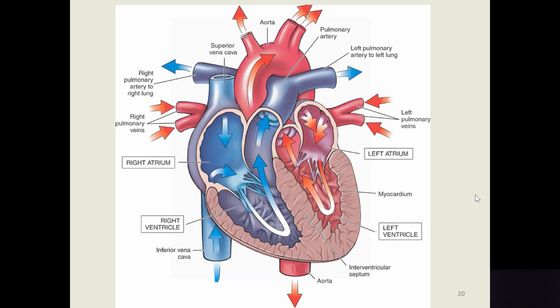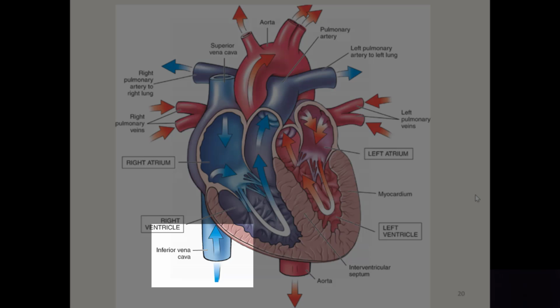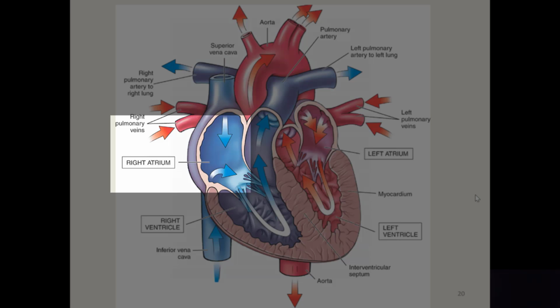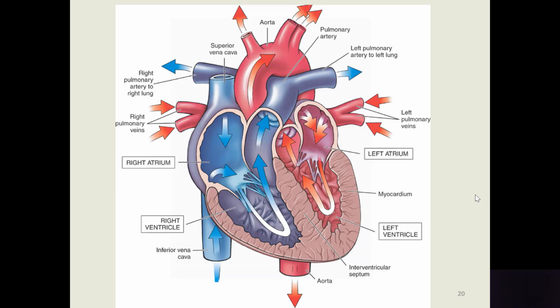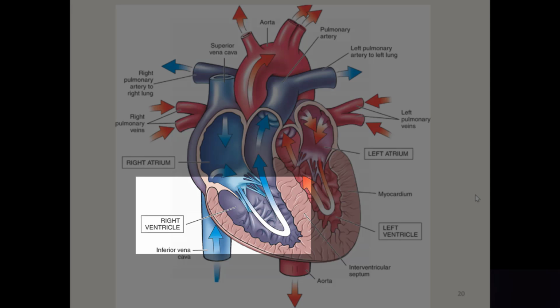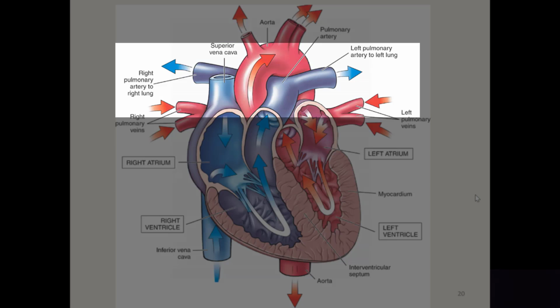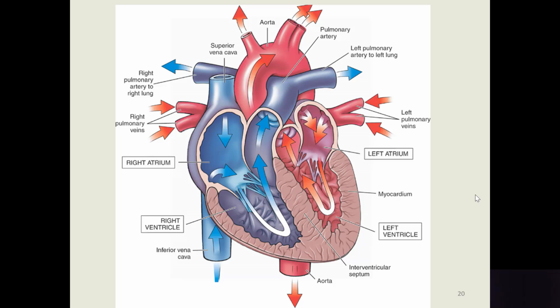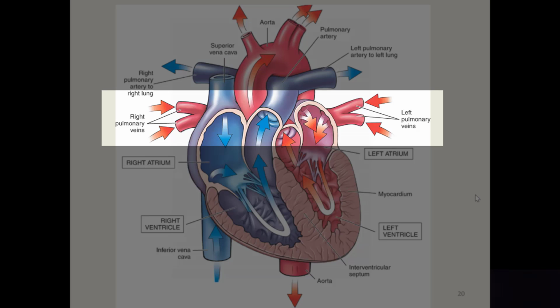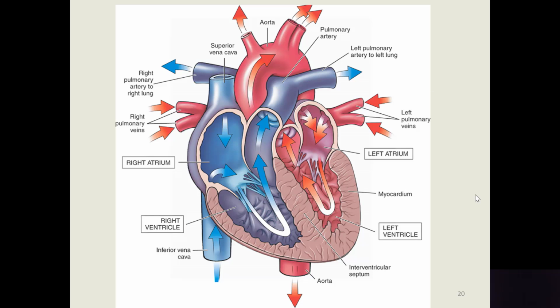Okay, so let's look at it on this complicated picture. Blood is entering from the superior and inferior vena cava into the right atrium. From the right atrium, that deoxygenated blood, remember we're still in blue, is going into the right ventricle, and from the right ventricle through the pulmonary arteries into the right and left lungs. While it's in the lungs, it's going to pick up oxygen and return back to the heart through the right and left pulmonary veins. Now it's red because it's picked up oxygen.